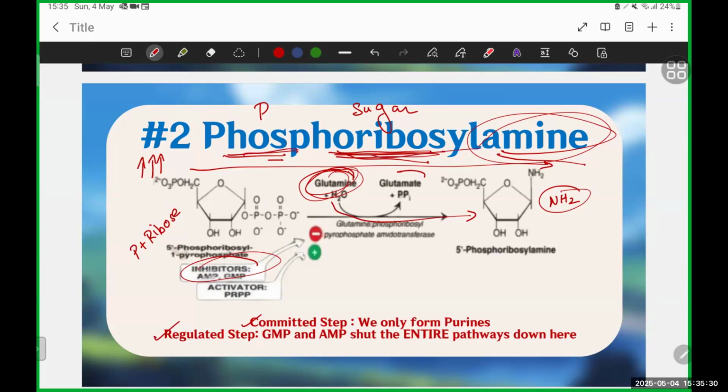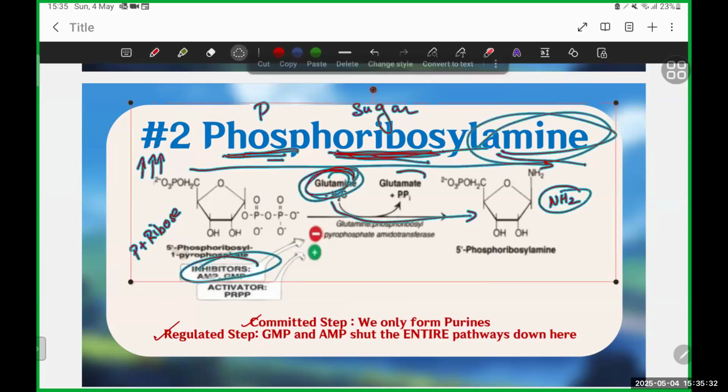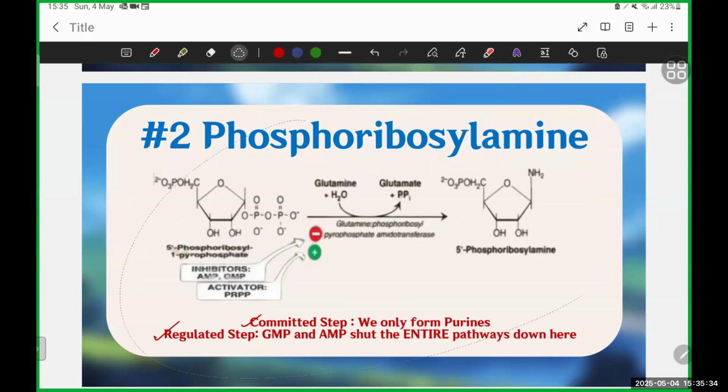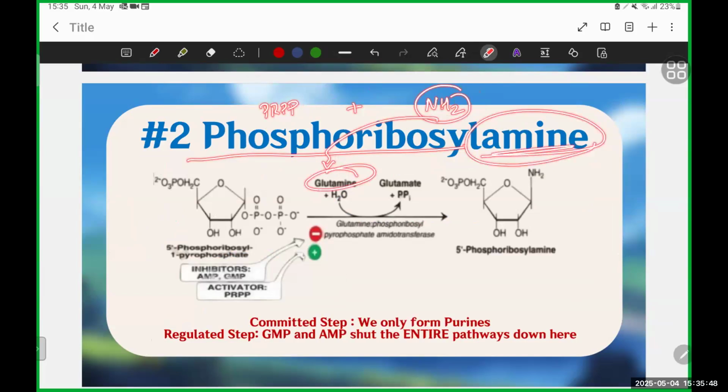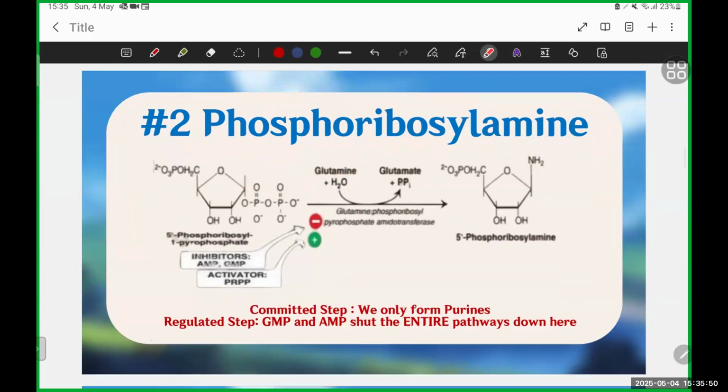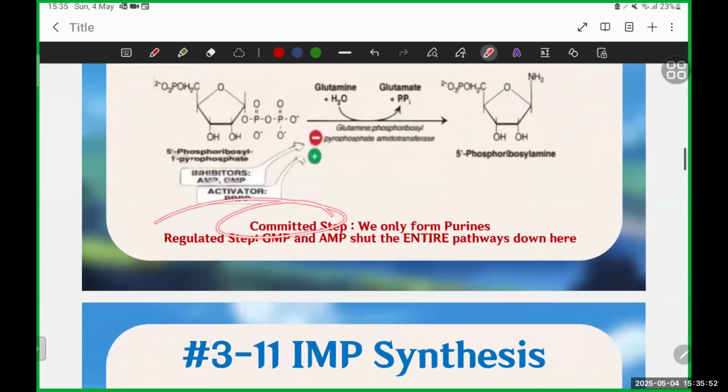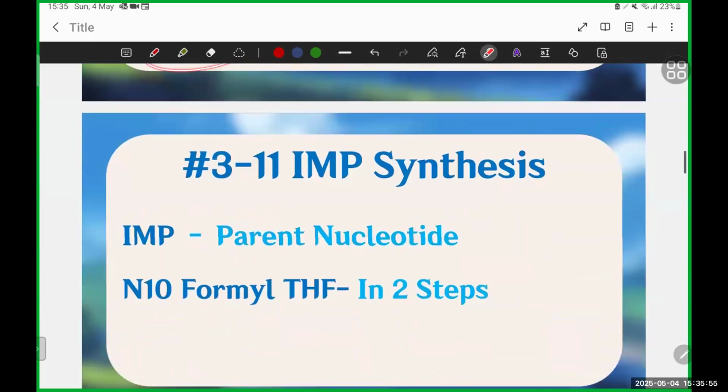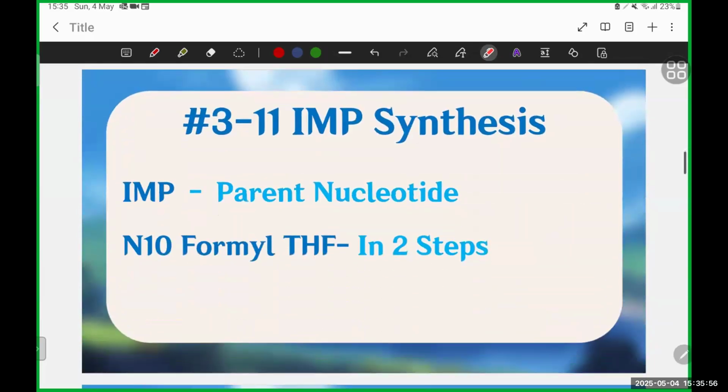Again, phosphoribosylamine. Let me just delete all of this. Phosphoribosyl is our PRPP, basically, and then you added an NH2 to it. Where did you get it from? You got it from glutamine, and this is where the amine comes from. So phosphoribosylamine, and this is the committed and the regulated step. Remember that. And then we skip step 3 to 11 because they're not important.